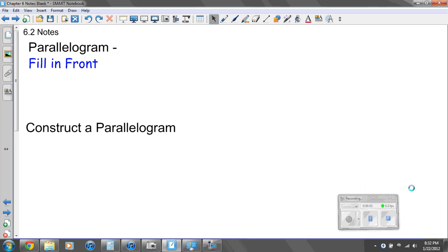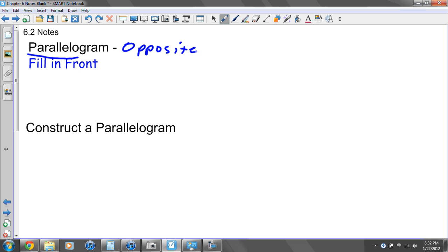Okay, the first type of quadrilateral we're going to get into is called a parallelogram. A parallelogram has two sets of opposite sides that are parallel, so it's right in the name. This is opposite sides are parallel. Okay, there's going to be some other properties that we get into, but this is the definition of a parallelogram. The definition says that opposite sides are parallel.